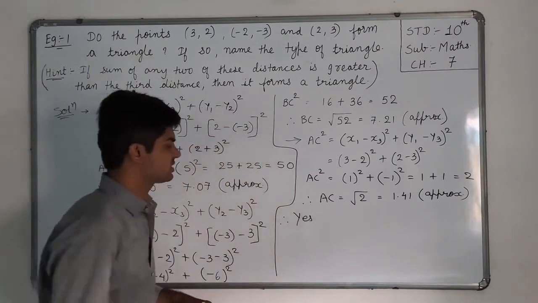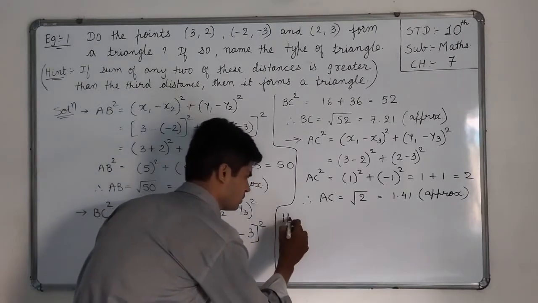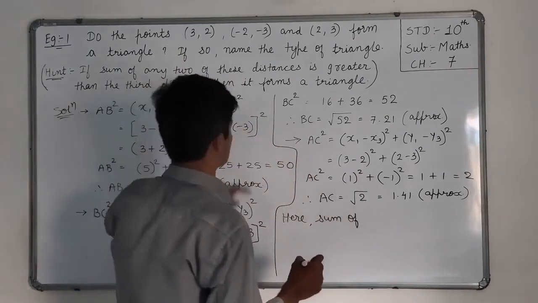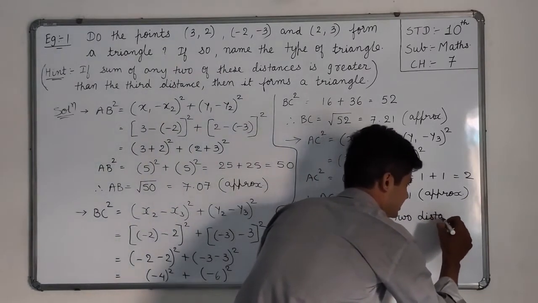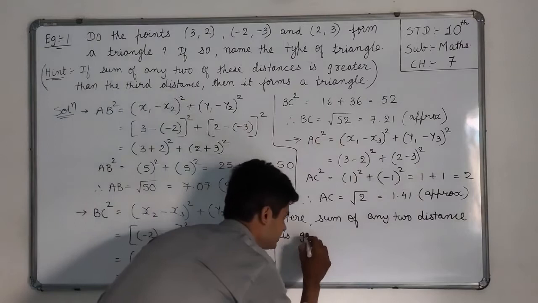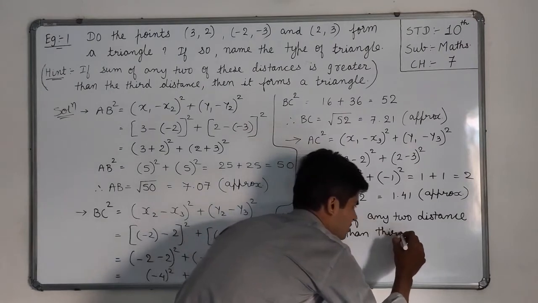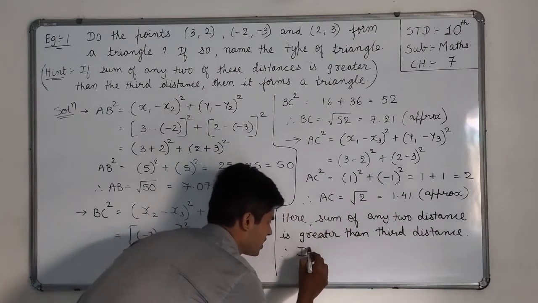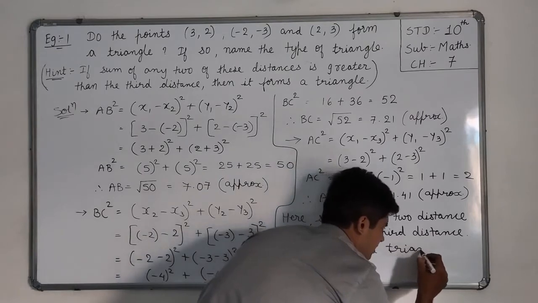Sorry, before that let us write that condition one more time. Here, sum of any two distance is greater than third distance, so therefore it forms a triangle.